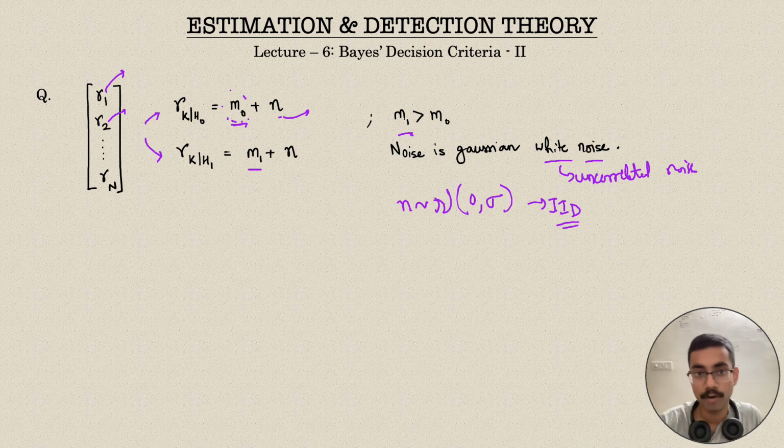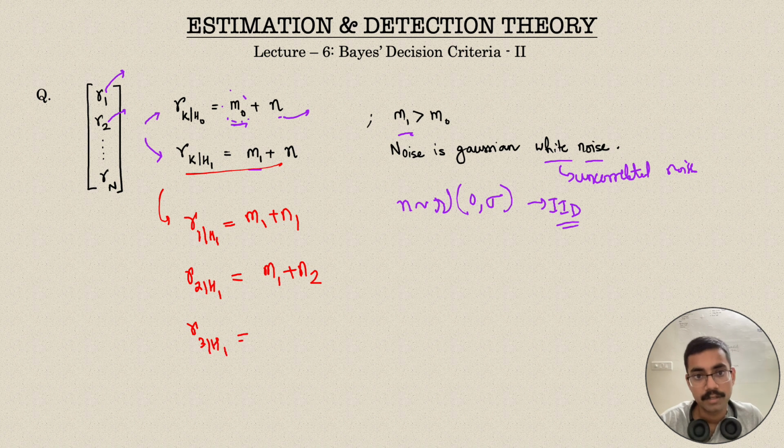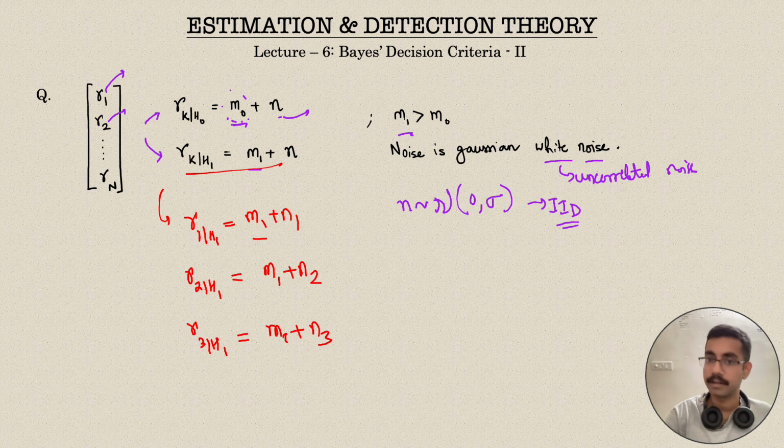Okay, so what does it actually mean? What does, for example, this expression mean? This means that R of k given H1, for example, R1 given H1 will be equal to M1 plus N1. R2 given H1 will be M1 plus N2. R3 given H1 equal to M1 plus N3. So the amplitude of all the signals are the same and the added noise would be different. Okay, so this is all what it means.